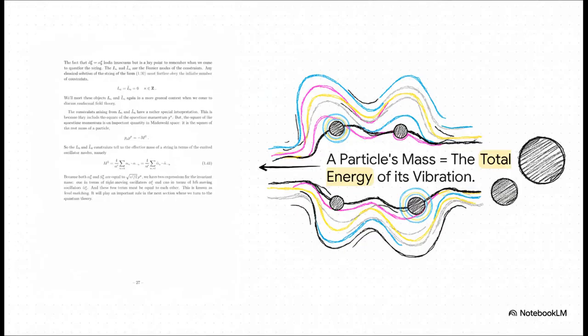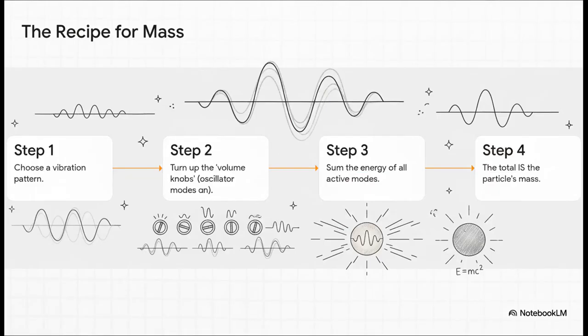And this, right here, is the punchline. The mass of a particle in string theory is literally just the total energy packed into its vibration. The more you crank up those oscillator volume knobs, the more energetic the vibration gets and the heavier the resulting particle is. So the recipe for making a particle with a specific mass is perfectly clear. First, you pick a vibration pattern. You do that by turning up the volume knobs for the different oscillator modes. Then you just add up the energy from every single one of those active modes. And that grand total, that is the mass of your particle.